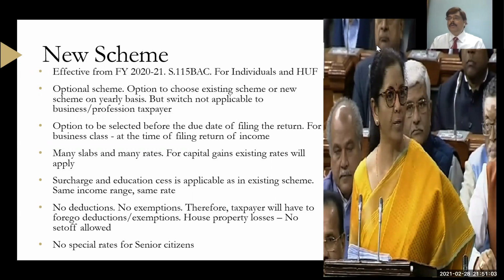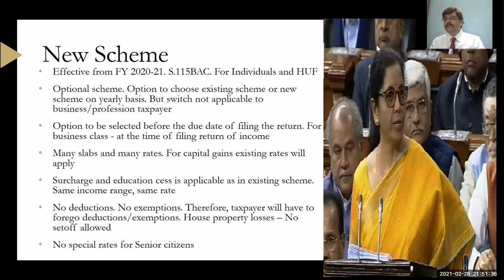This scheme is an optional scheme. A taxpayer is free to choose either the existing system of tax, which we discussed a while ago, or this new scheme of tax. The taxpayer has to make alternative calculations, and he can choose the one which is beneficial. Either he can choose the existing system, or if he's benefited, he can choose the new system also.